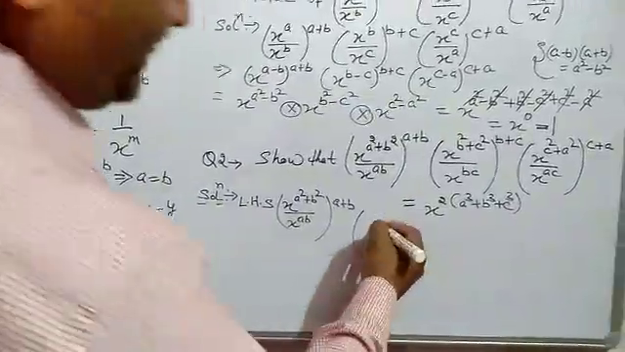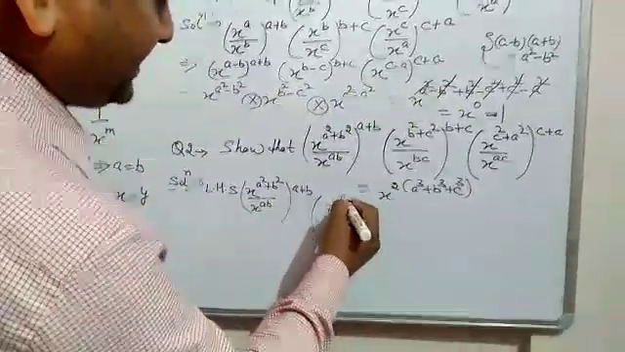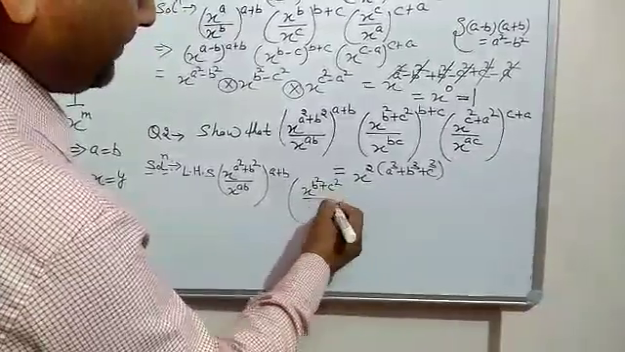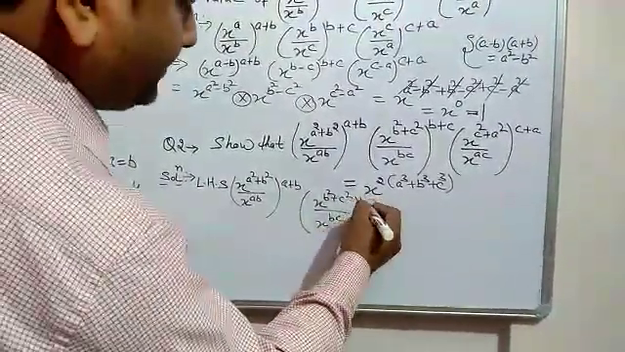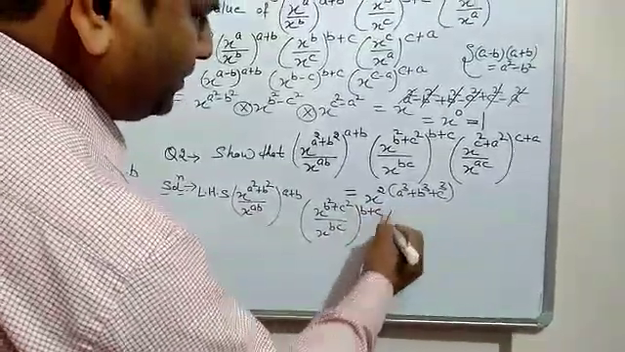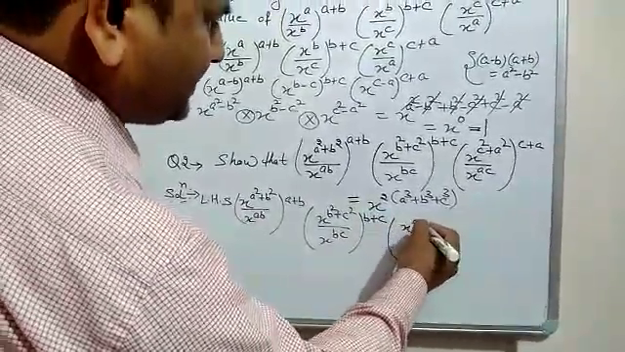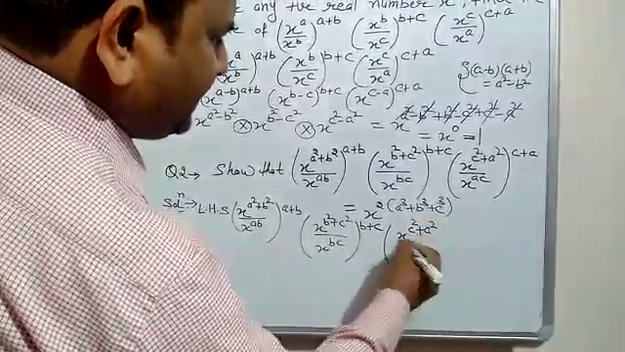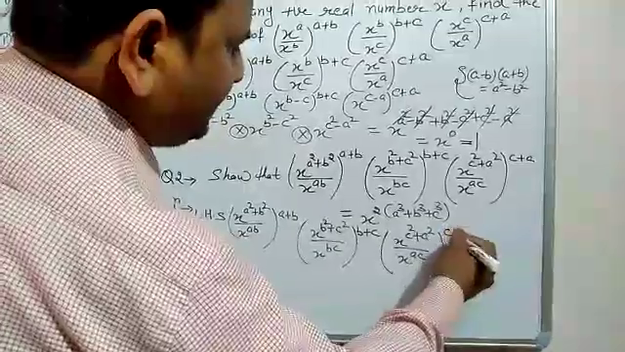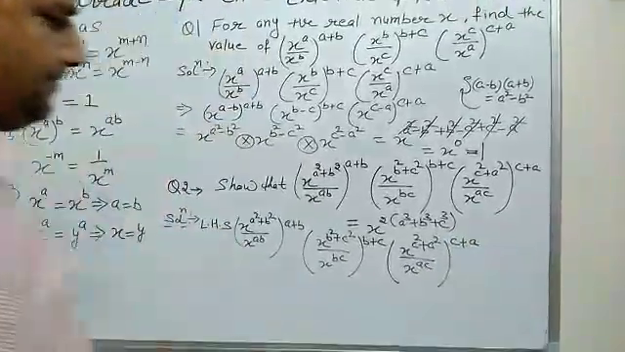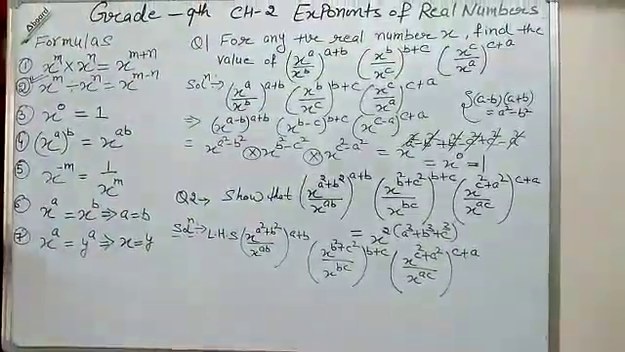into (x to the power b square plus c square upon x to the power bc) to the whole power b plus c, into, within bracket, (x to the power c square plus a square upon x to the power ac) to the whole power c plus a, or a plus c. Both are same.